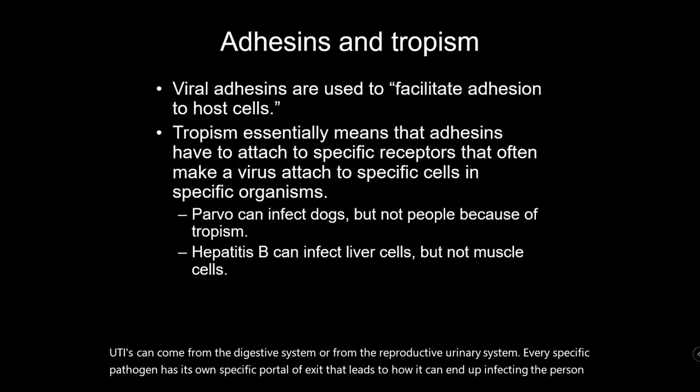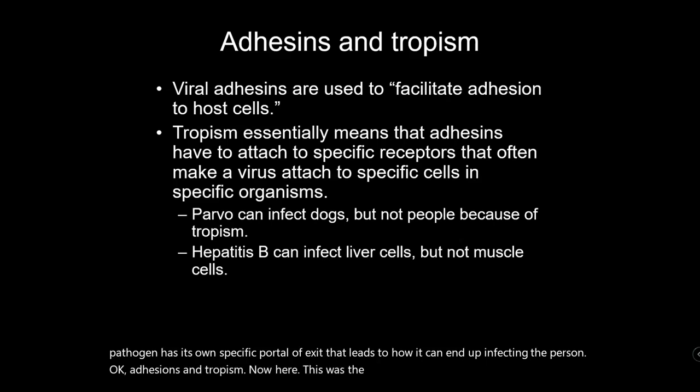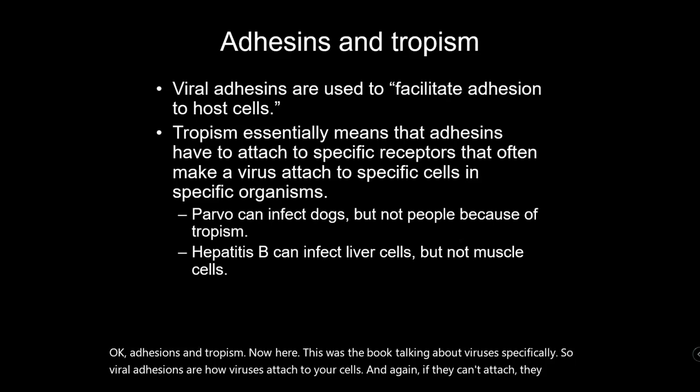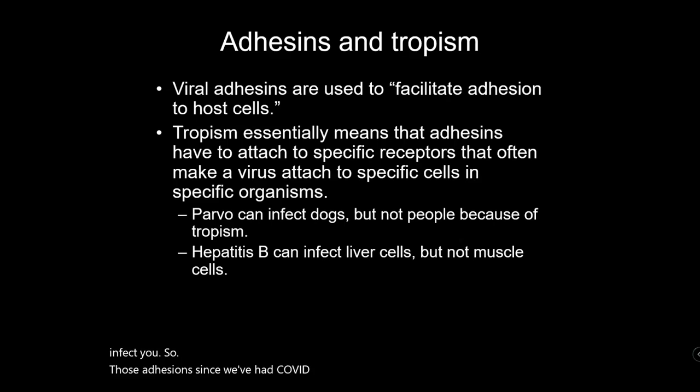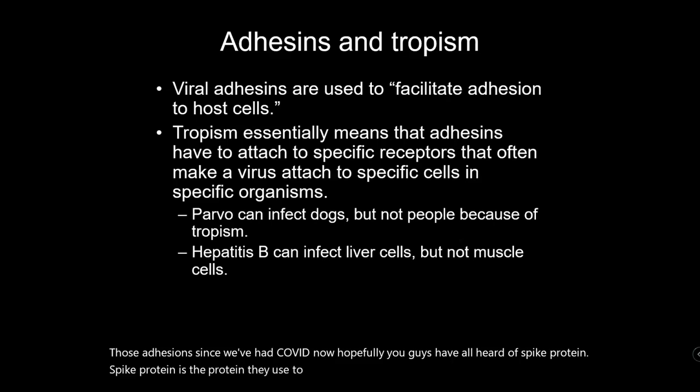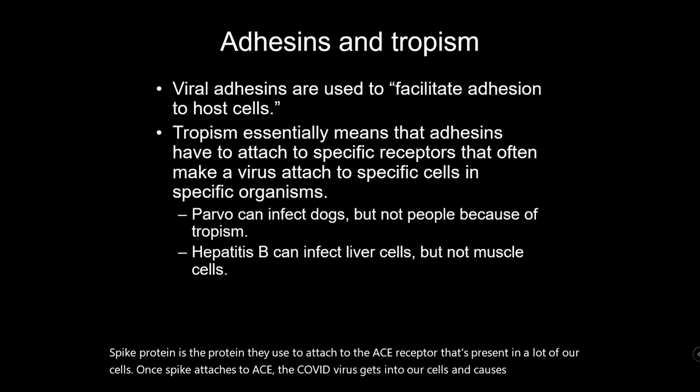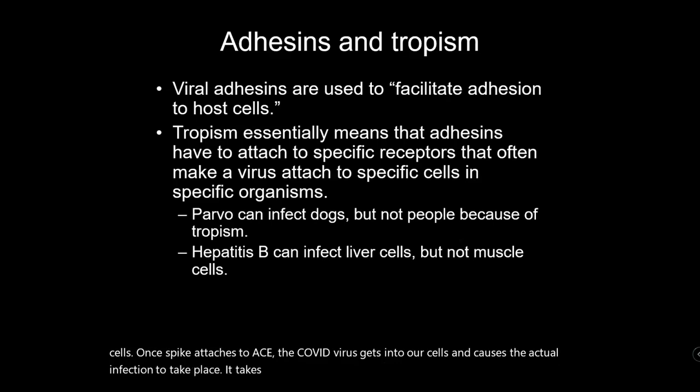Okay, adhesins and tropism. Now here, this was the book talking about viruses specifically. So viral adhesins are how viruses attach to your cells. And again, if they can't attach, they can't infect you. Since we've had COVID now, hopefully you guys have all heard of spike protein. Spike protein is the protein they use to attach to the ACE receptor that's present in a lot of our cells. Once spike attaches to ACE, the COVID virus gets into our cells and causes the actual infection to take place. It takes over the cellular machinery, makes your cells little COVID factories at that point.